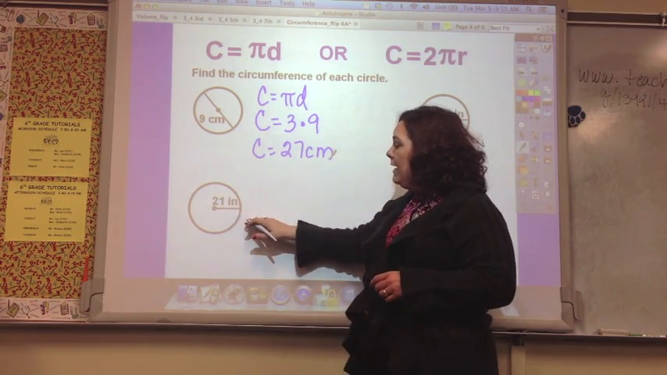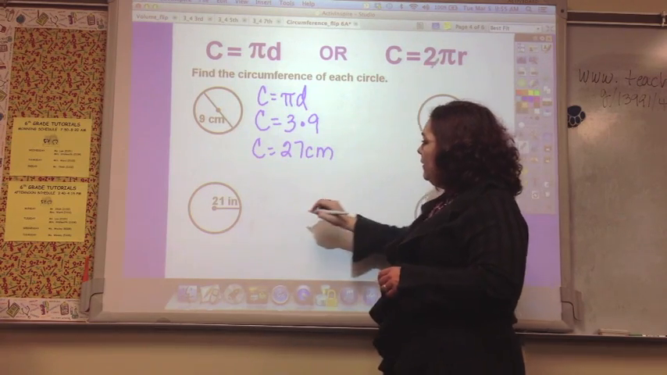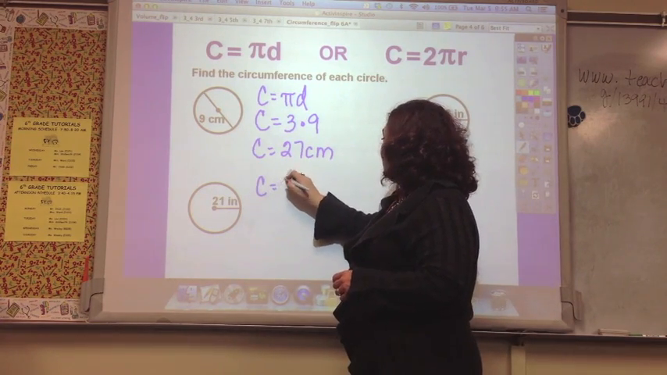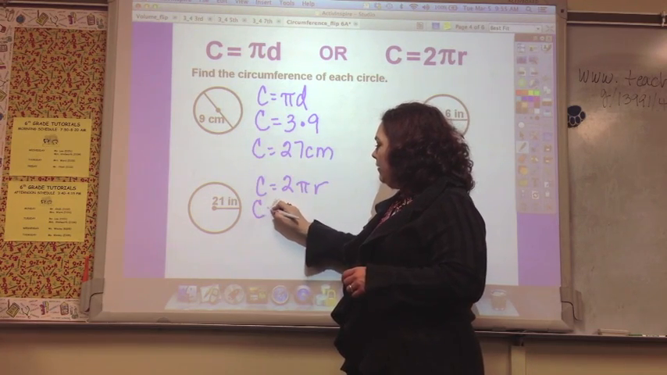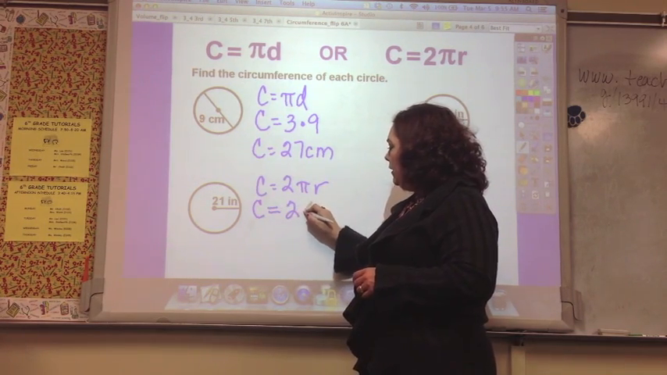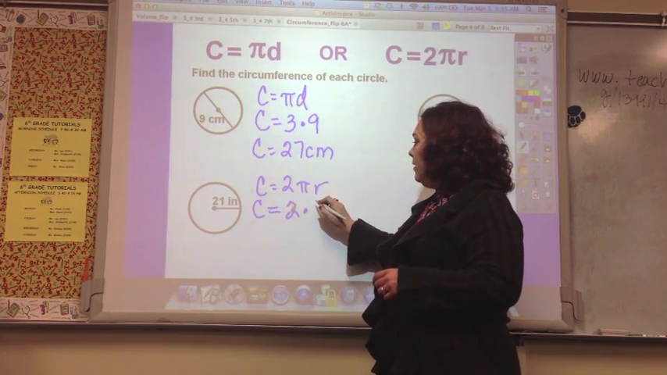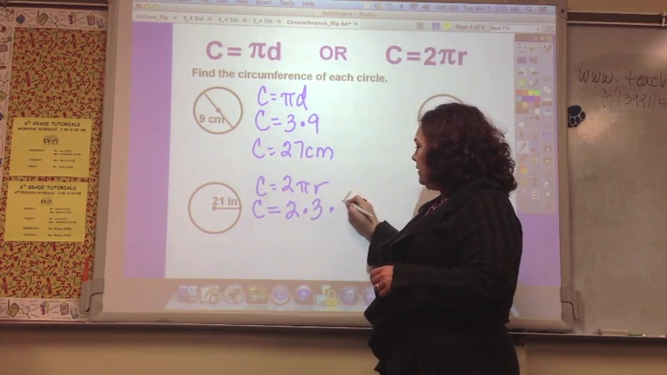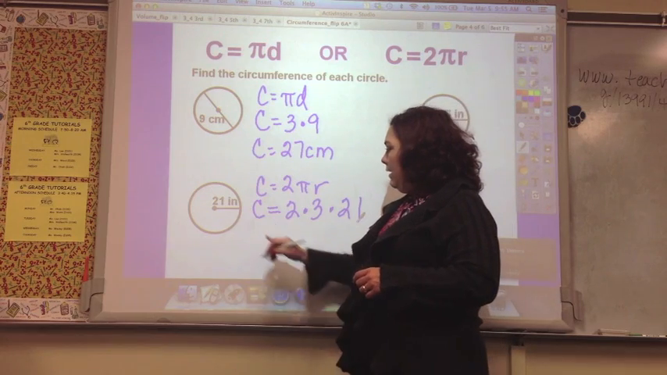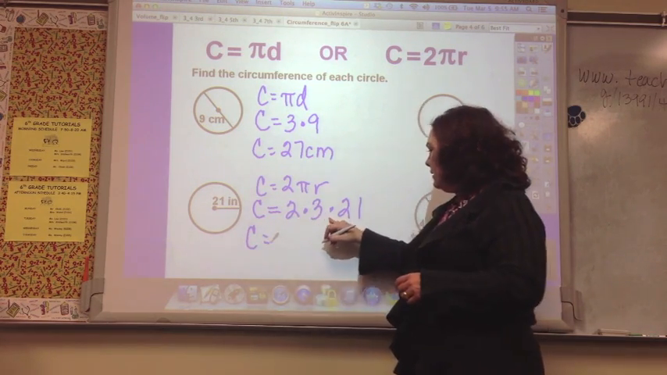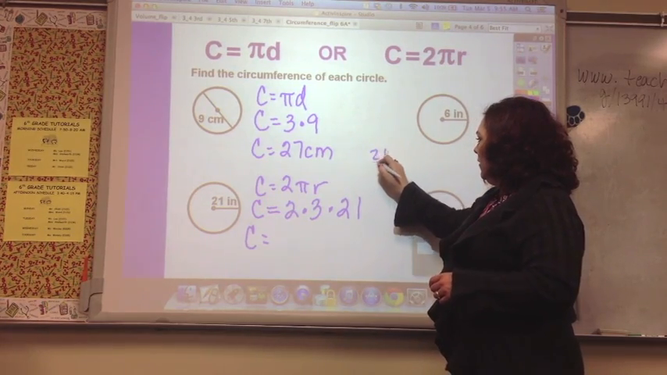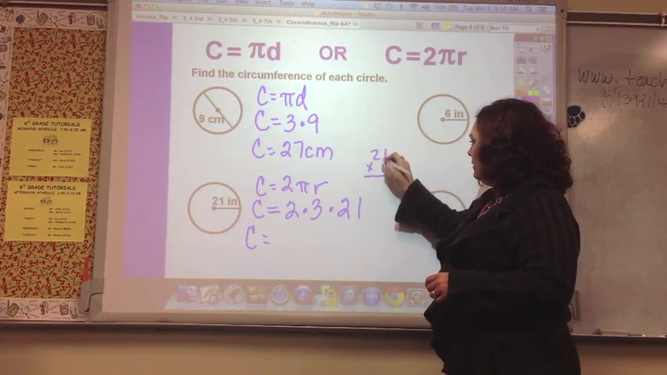Now if I'm given the radius, I use this formula. C equals 2 pi r. So I fill in what I know. C equals 2 times, what am I going to use for pi? I'm going to use 3 times 21. And 21 is my radius here. So C equals 6 times 21. So I have to come over here and do that.